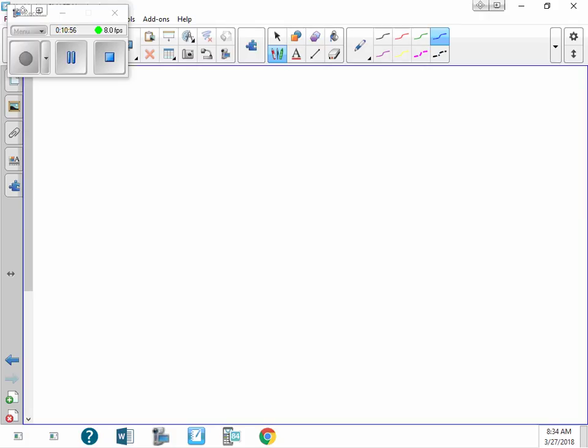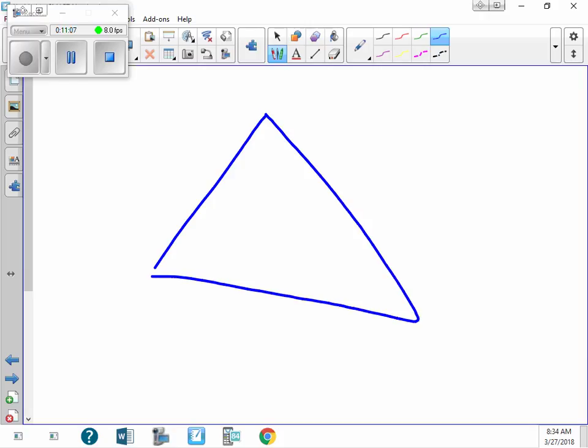And then the other paper is called Inequalities in One Triangle. So if I had this, and I had 6, 5, and 4, A, B, and C. The worksheet says, order the angles in each triangle from smallest to largest. Which one is the smallest angle? B is the smallest angle.